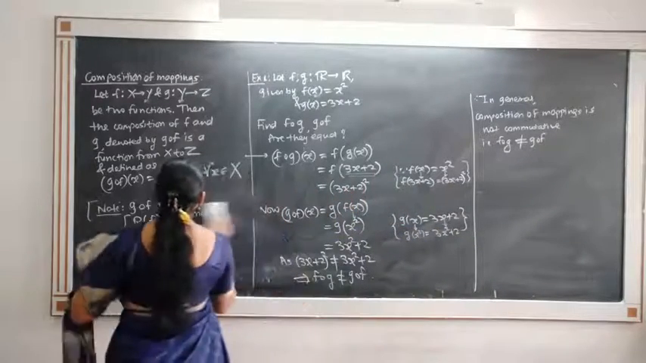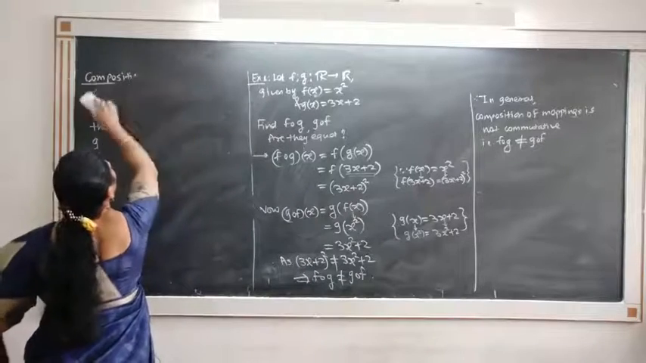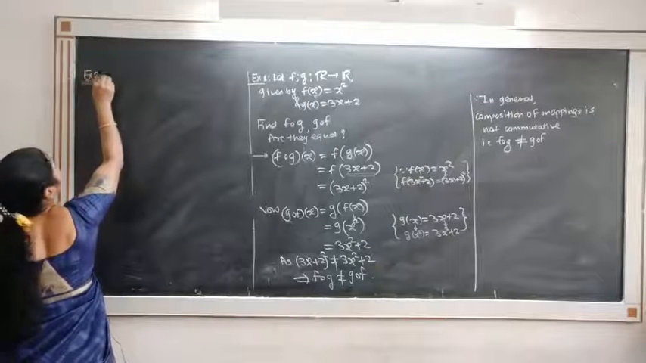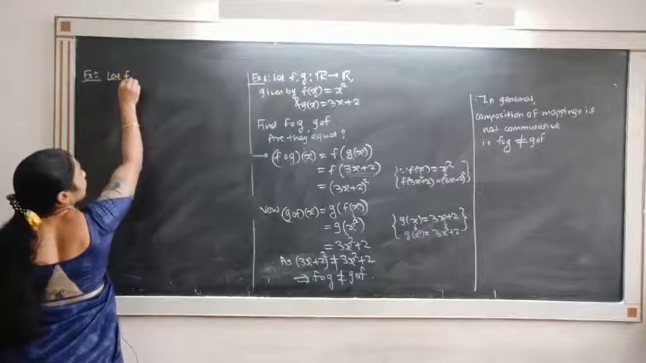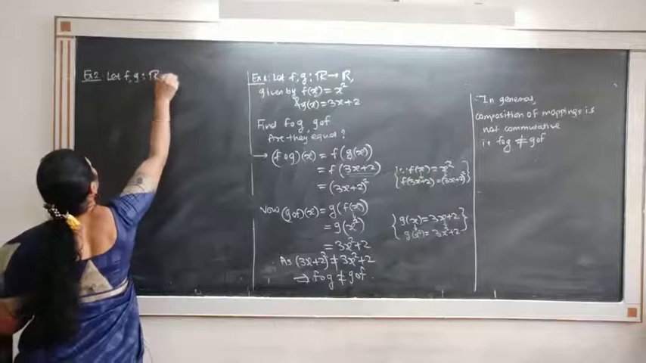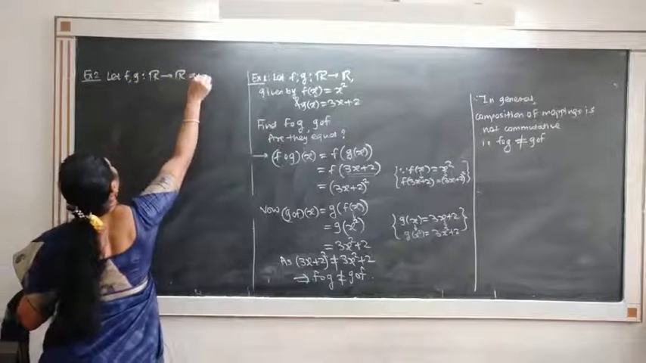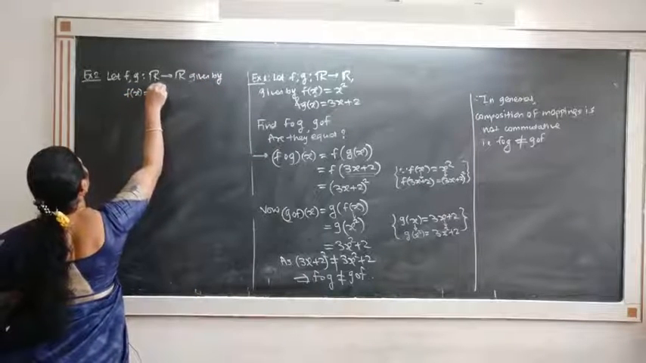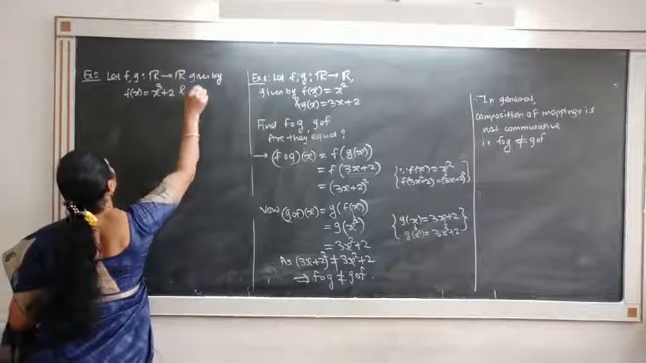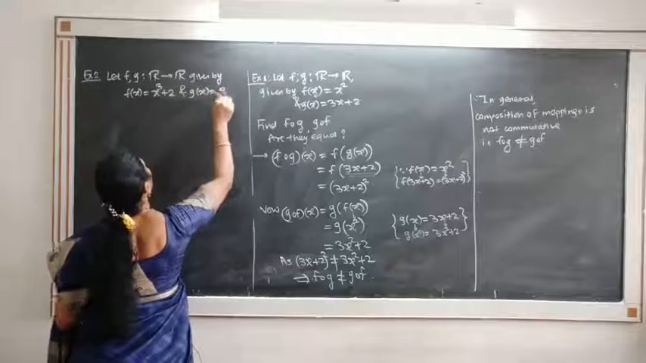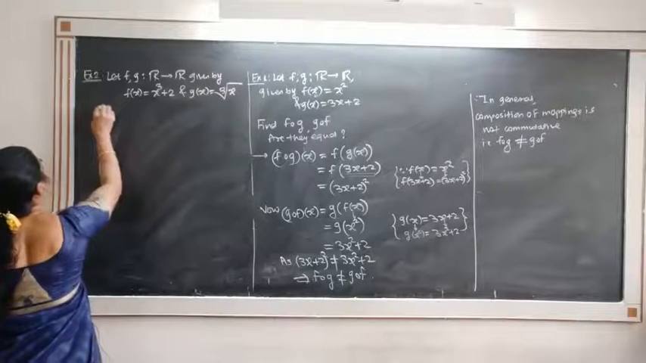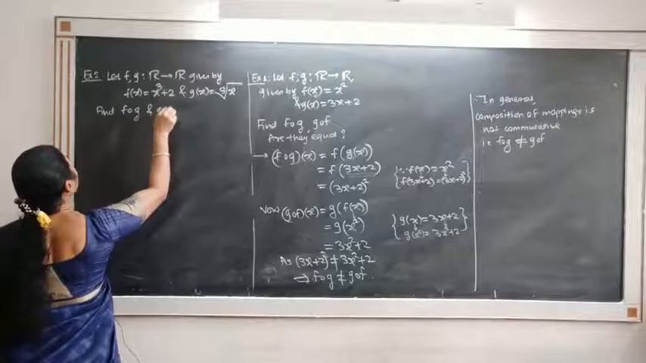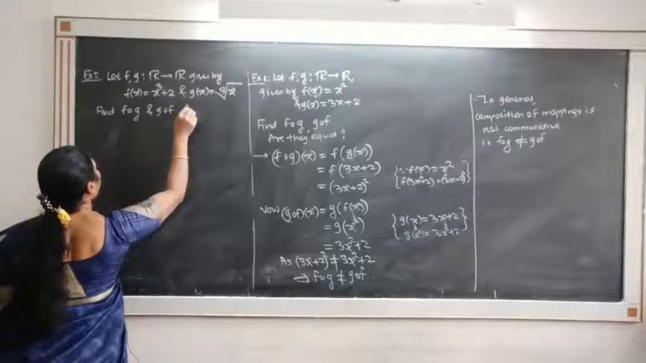See the next example. Let f and g be functions from R to R given by f of x is equal to x cube plus 2 and g of x is equal to cube root of x. Find f composite g and g composite f. Are they equal?